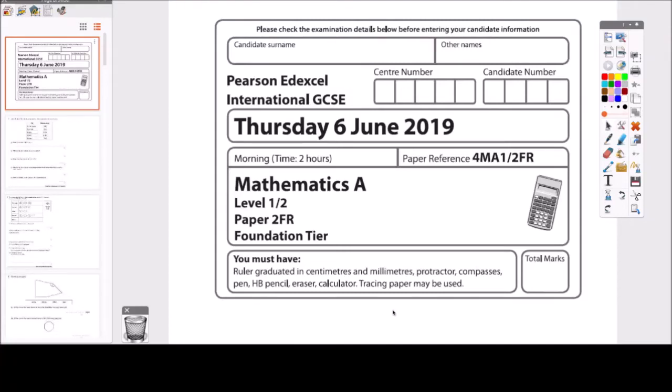So this is paper 2FR. This was the foundation paper taken by the regions, that means countries outside the UK, on the 6th of June 2019. Normal kids in the UK would have taken just normal 2F. This is 2FR, so this just gives you an alternative paper to practice.